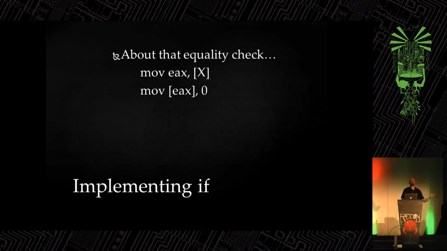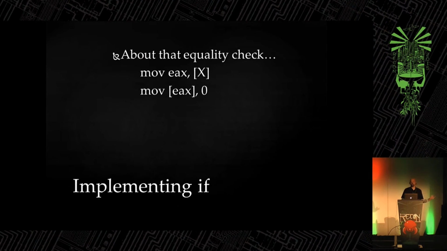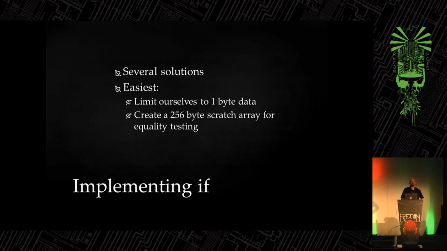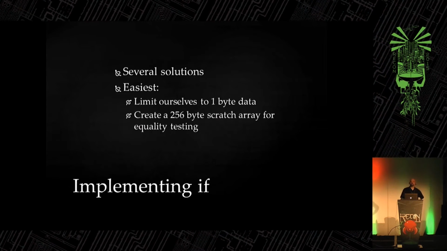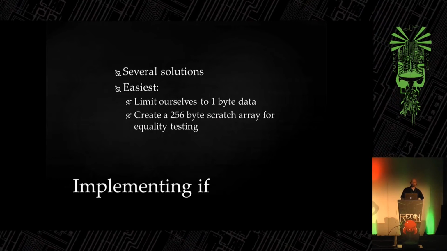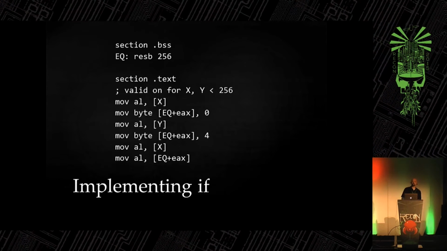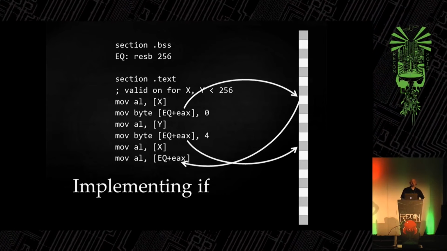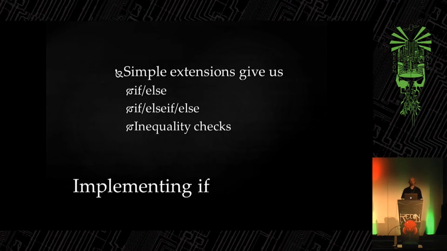You can't really write to any arbitrary memory address. That's a good way to segfault. So we can get around this if we limit ourselves to byte-sized data and just create a scratch 256 element array for this equality check. I'm going to skip the details of that for brevity, but if you're really curious as to how we get around the segfault issue with these equality checks, you can check out those slides later.